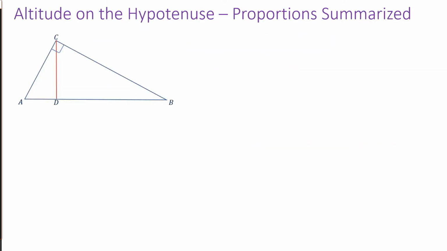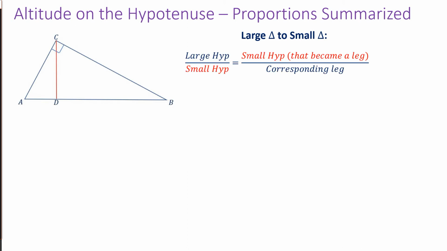All right, the altitude on the hypotenuse theorem is just a bunch of proportions that deal with the three triangles within this figure. So you have to ask yourself, am I looking at the large to the small, the large to the medium? What two triangles am I looking at? So if you're looking at the large triangle to the small triangle, you're going to start by comparing the large hypotenuse to the small hypotenuse.